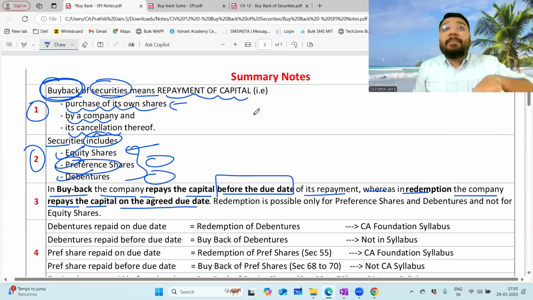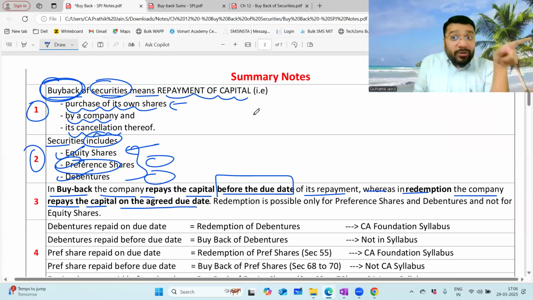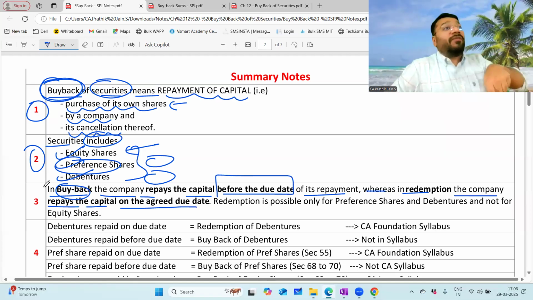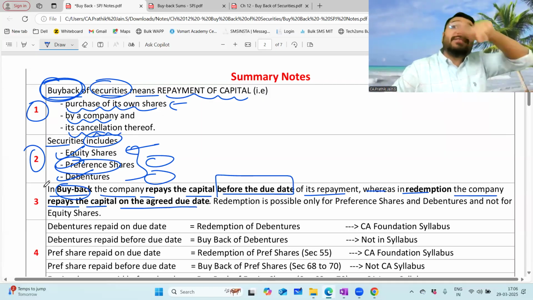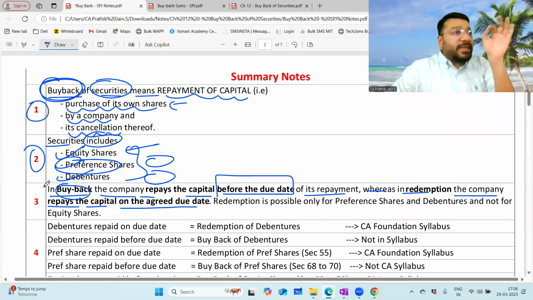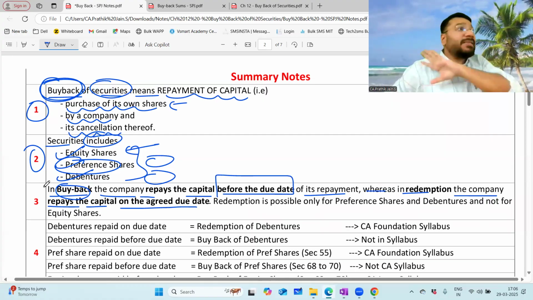So if you are going to repay the money back to the preference shareholder before the due date, it is called buyback. Redemption of equity share capital is never possible because while issuing the equity share capital, you have never promised on which date you will repay it back. The law very clearly says that equity share capital once issued can be returned only during the winding up of the company. So redemption of equity share capital is never possible.